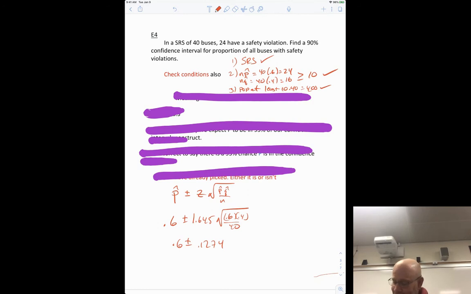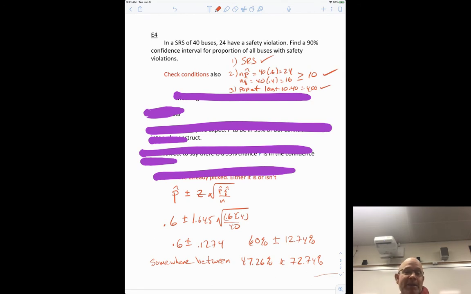So there's two ways to write a confidence interval. You can just leave it like that, 60%. Often we write in percents, so 60% plus or minus 12.74%, or somewhere between 47.26% and 72.74%. So we believe that the percent of buses that have violations is somewhere between 47.26% and 72.74%.